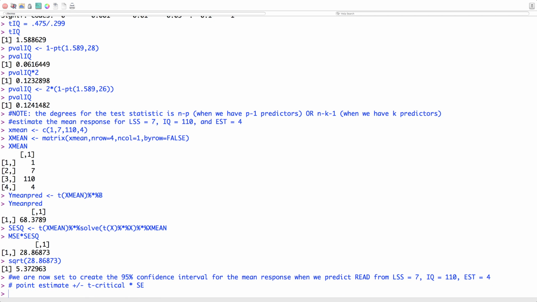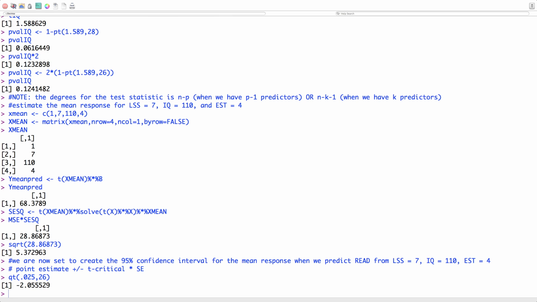All right, well, that's going to be really easy to do. We can just do this with QT. And in QT, for a 95% confidence interval, the lower bound is going to have 0.025 area below, and we have degrees of freedom n minus k minus 1, or n minus p, which is 26. So QT is going to be this.